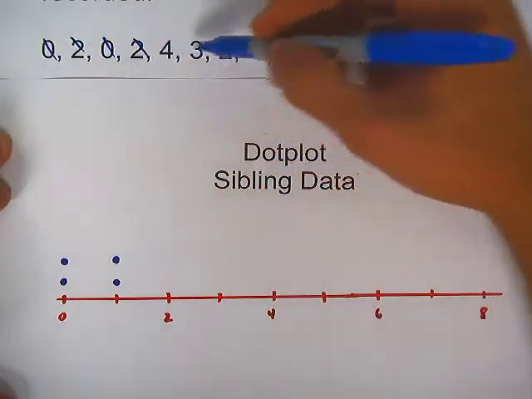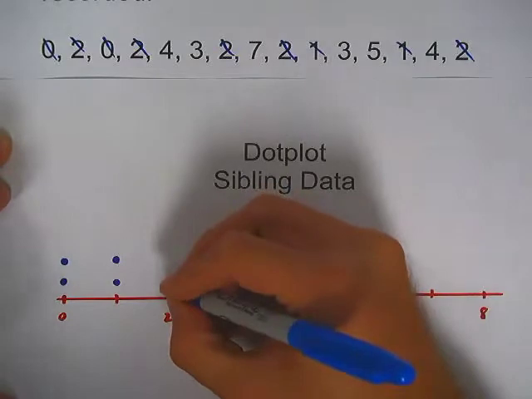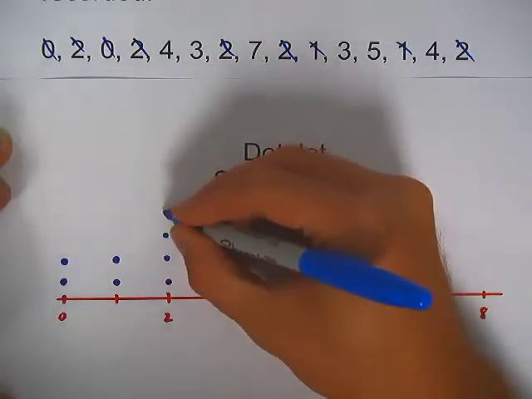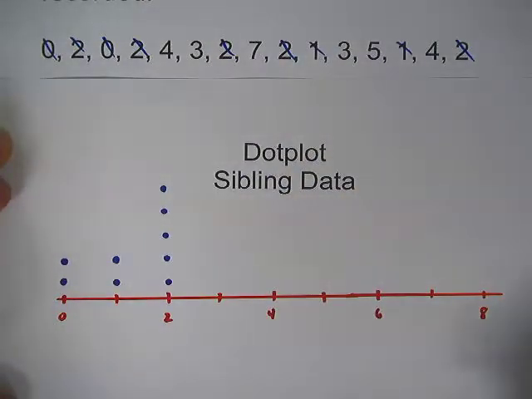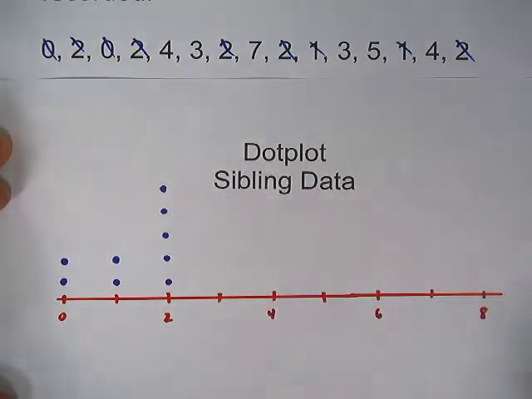Okay, now let's go to 2. So we have 1, 2, 3, 4, 5 2s. So I'm going to go up. I need to make 5 stacked dots. Okay, so that'll be like so. Again, making your dots about the same size and then keeping the spacing consistent between your dots.